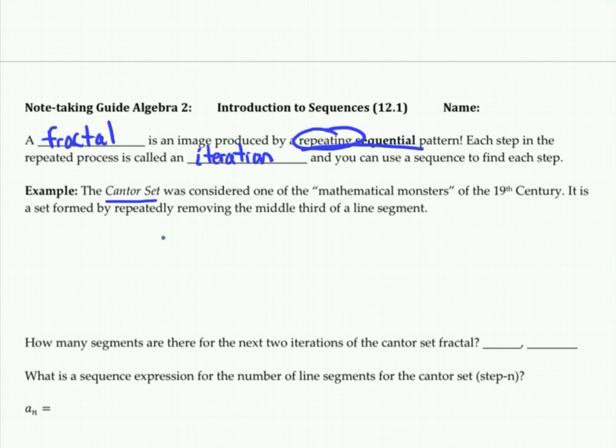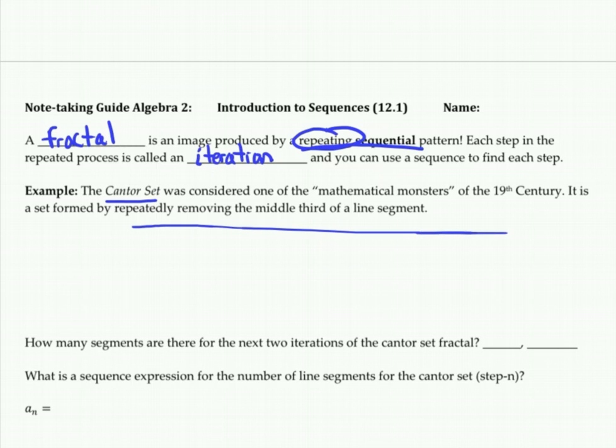So the Cantor set was one of these fractal beasts or monsters of the 19th century that kind of defied mathematical analysis. Here's how the Cantor set works. First, you just draw a big line. It doesn't really matter how long your line is, but you should try to make it straight, unlike me. I'm bad at straight lines on my tablet thing here.